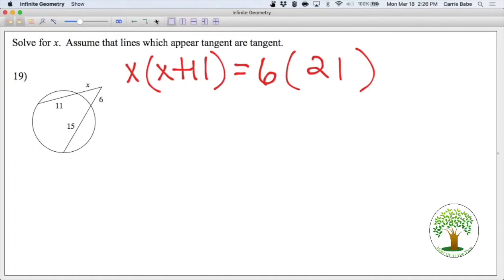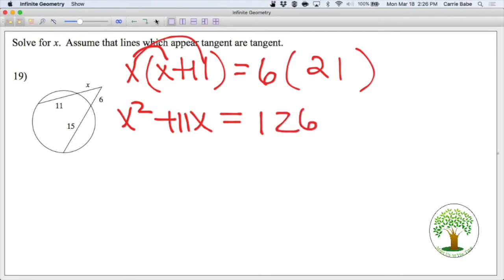All right, I am going to do the distributive property here. This is going to be x squared plus 11x. Oh, that's 11x. Thank you. It looks like a 1 there for me. And then I don't know what 6 times 21 is. It's 126.